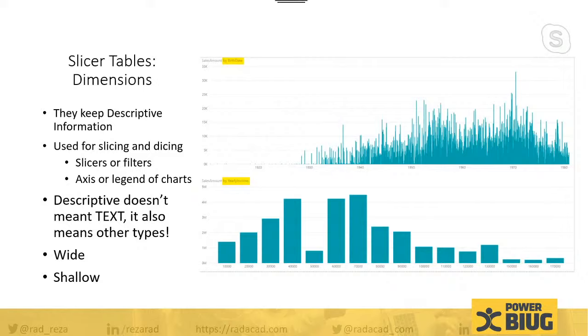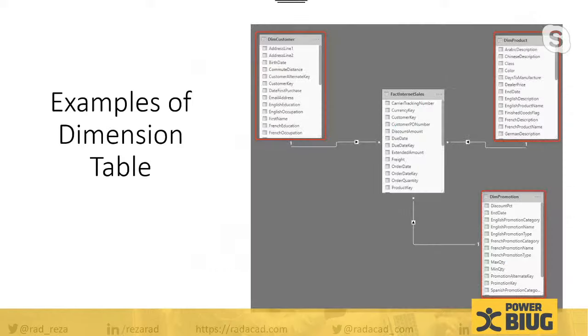Now, this descriptive information is not always text. It can be a number, it can be a date. For example, birth date is a date, but still a descriptive field, or age is a number, but still a descriptive field, right? We call these tables dimension tables. Examples of dimension tables are these: customer table, product table, promotion table, things like this.